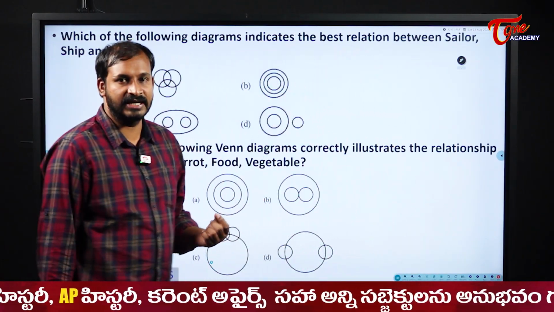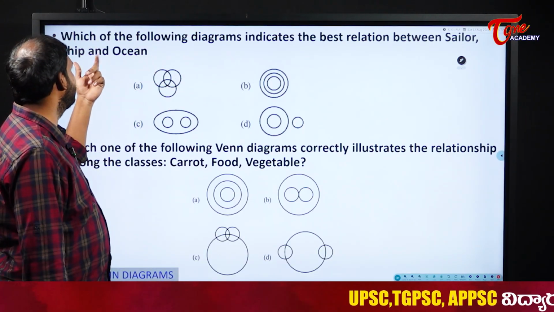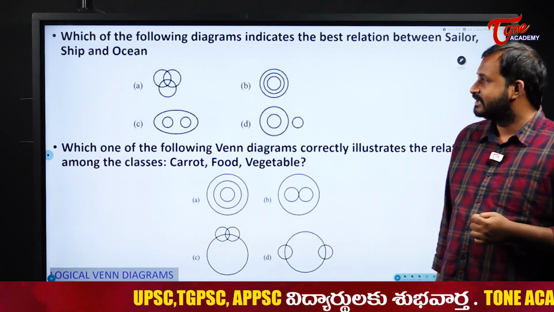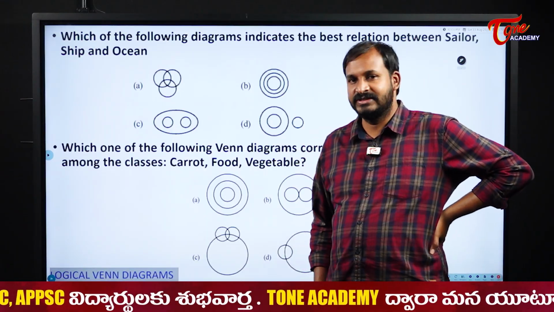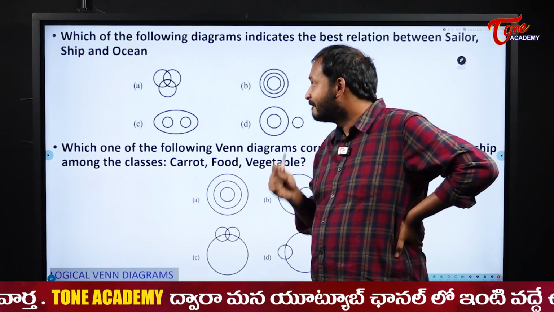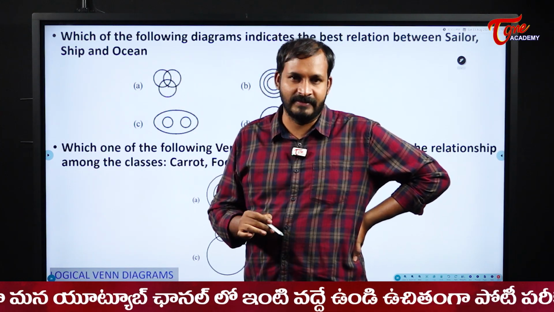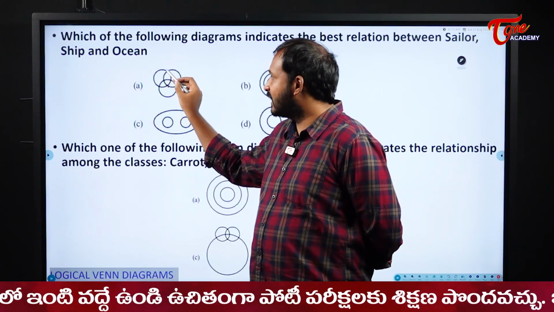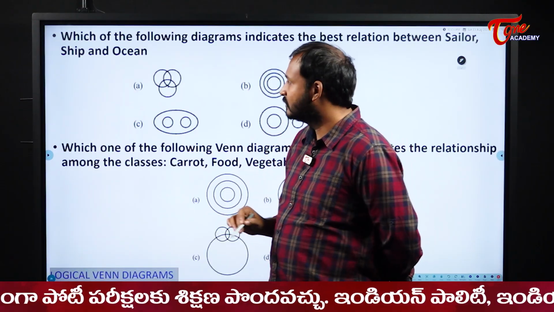Right. Next one, see the next one, students. Which of the following diagrams indicates the best relationship between sailor, ship and ocean? Sailor, ship and ocean. See, students, usually a sailor travels through what? Ship. The ship will be inside an ocean. So, what is the best one, students, tell me? Now, for example, if I want to eliminate this option, how should I eliminate it? How can I eliminate this option, tell me? Oceans. There are some ships which don't work on oceans. Okay, for timing, assume like that also.